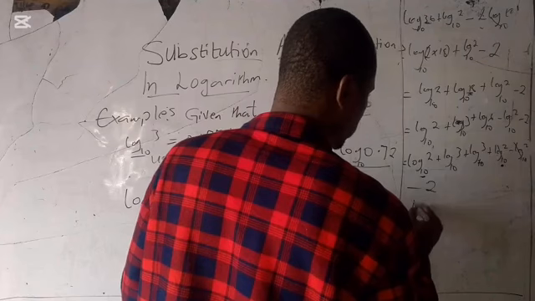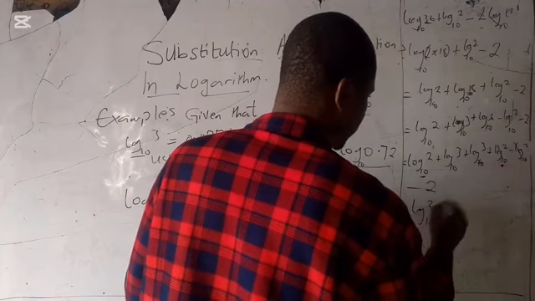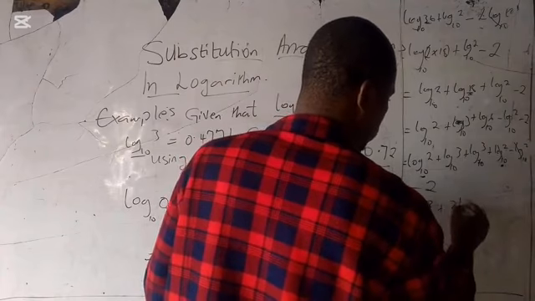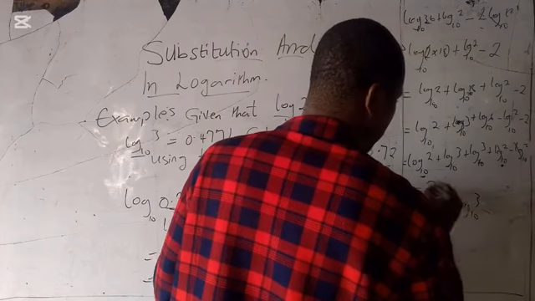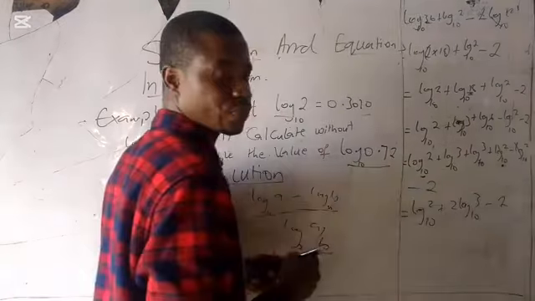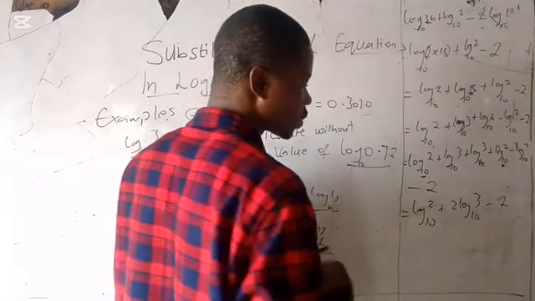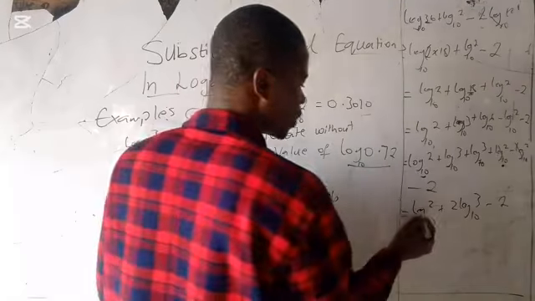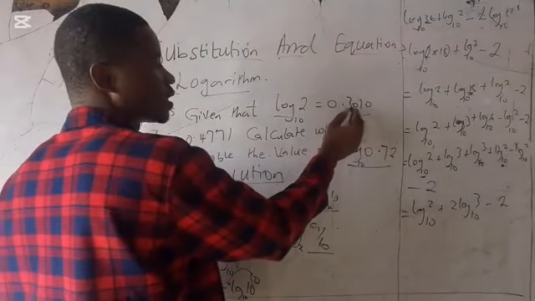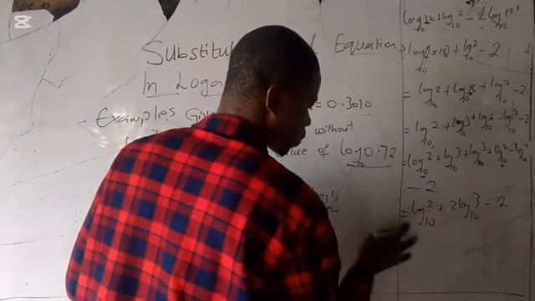So you have this to be equal to log 2 base 10. This log 3 base 10 plus log 3 base 10 will give us 2 log 3 base 10. Remember, there is still minus 2 here. So the next thing we will do is to substitute now. Remember from the question, they gave us what log 2 is. From this question, they said log 2 is equal to 0.3010.